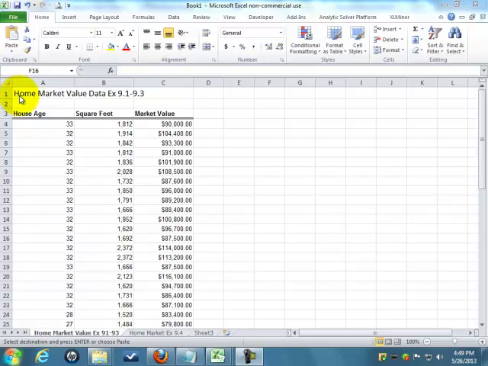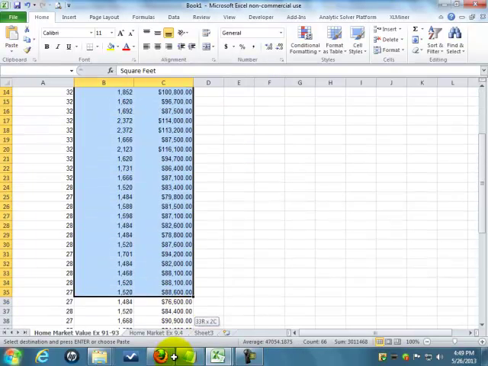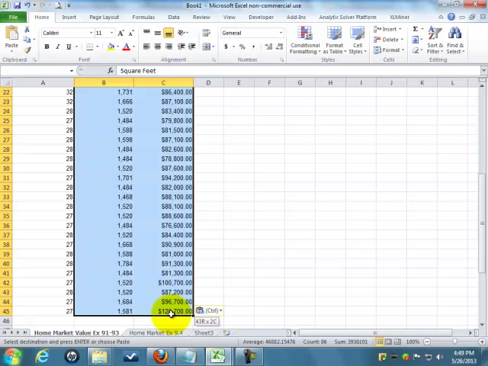Welcome to BAS 121. We're on Chapter 9, beginning of regression analysis. So here we have some data from the file on home market values. And if we go up here to square feet and market, because we think square footage would be a pretty good predictor for the market value of the home.